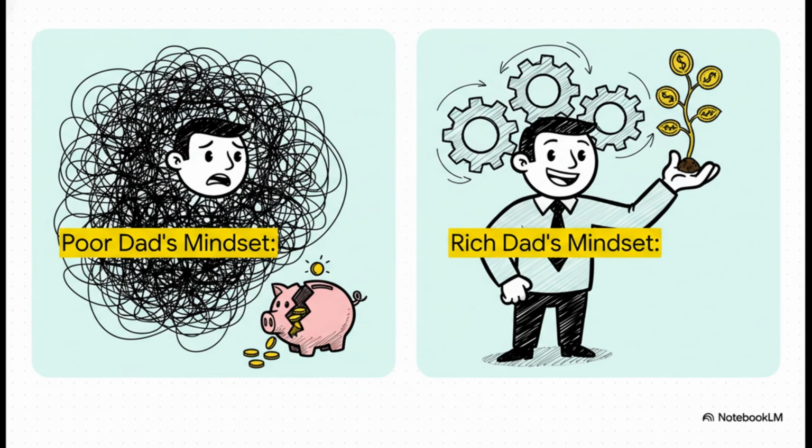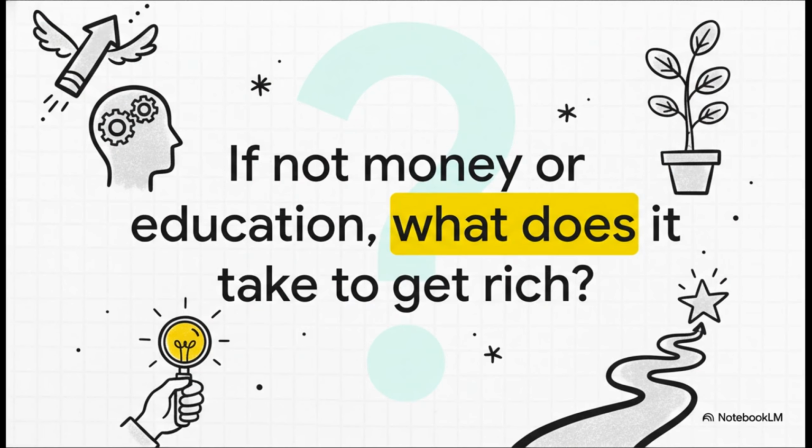And the difference in how they saw the world was like night and day. His poor dad had these limiting beliefs, always saying things like, investing is risky, or I'll never be rich. But his rich dad, he saw money as a tool, something you learn to make work for you so you can be free. So this leads to a really interesting question. If you don't need money to make money, and a traditional education isn't the secret, then what is the secret ingredient to becoming wealthy?